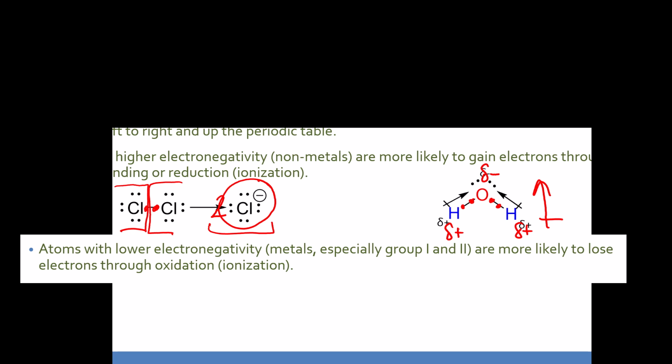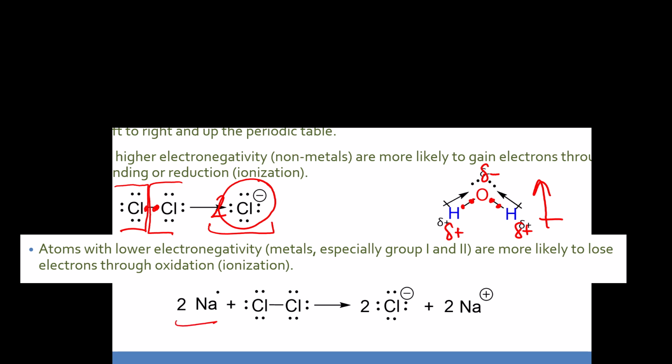Atoms that have lower electronegativity, such as metals, especially those in group 1 and 2, are more likely to lose electrons through oxidation. So taking a look at this balanced equation of sodium metal and chlorine gas, sodium is found in the first group in the first column of the periodic table. Sodium has one valence electron.